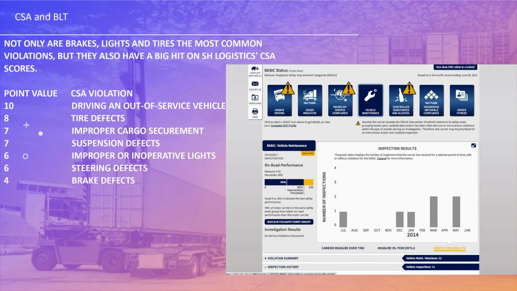CSA and BLT. Not only are brakes, lights, and tires the most common violations, but they also have a big hit on your company's CSA scores. Point value, CSA violation: 10, driving an out-of-service vehicle; 8, tire defects; 7, improper cargo securement; 7, suspension defects; 6, improper or inoperative lights; 6, steering defects; 4, brake defects.